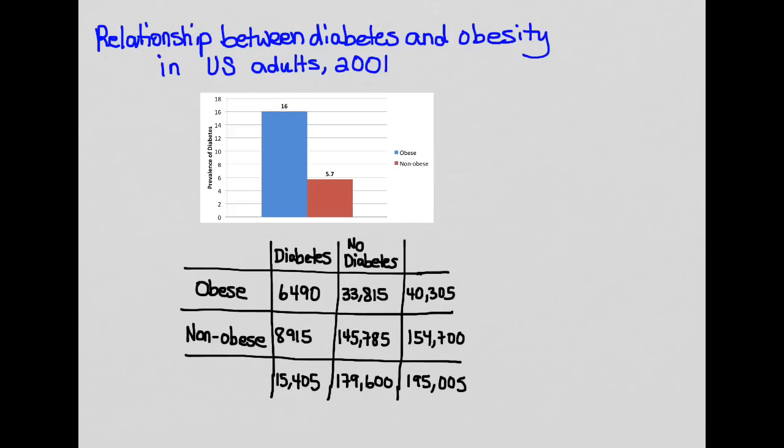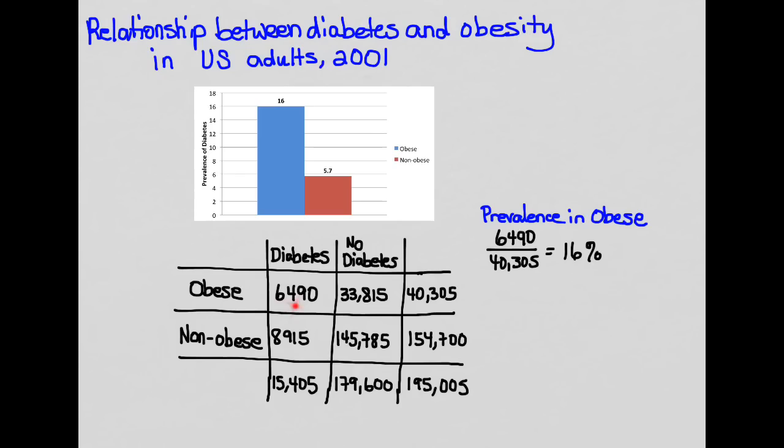So we can see that the prevalence of diabetes in the obese is just the number of obese people with diabetes over the total number of obese people, which is 16%. And then similarly, the prevalence in the non-obese is just the number of non-obese who have diabetes over the total number of non-obese, and that's 5.7. So cross-sectional studies can give you this type of information, the prevalence of the disease in the exposed group and the prevalence of the disease in the non-exposed group.